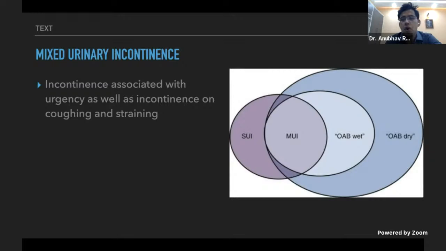And a symptom complex where you have both types of incontinence, that is, the patient has stress urinary incontinence as well as urgency urinary incontinence, is known as mixed urinary incontinence.